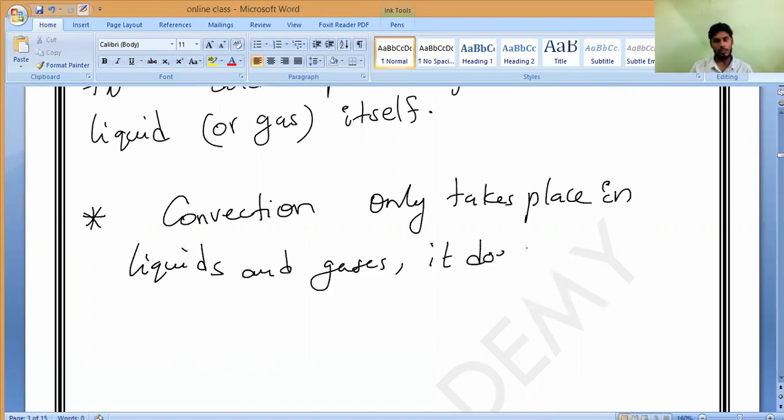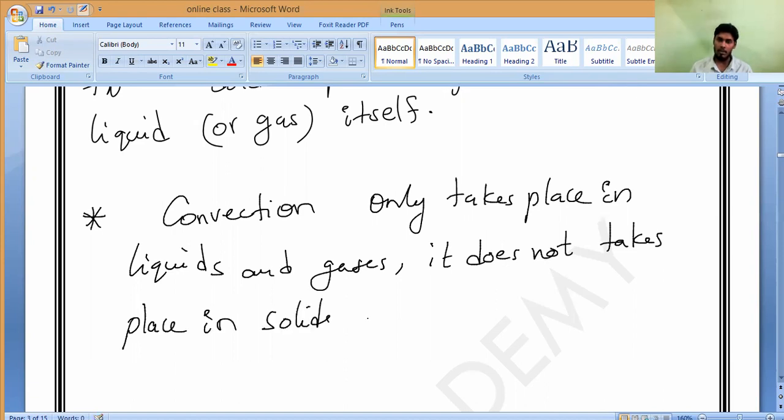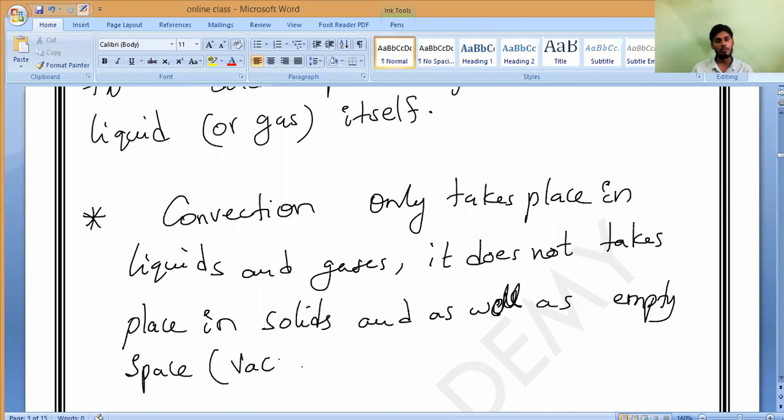It does not take place in solids as well as in empty space, vacuum. Vacuum, spelling, remember. V-A-C-U-U-M. Is it okay?